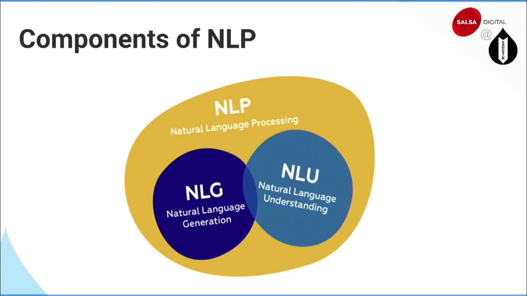NLP actually consists of two components. One is NLU, natural language understanding. The other part is natural language generation. If we are trying to interact with a computer or a person, what you need is that they can understand you and respond back to you. NLU deals with understanding a given text, interpreting it, and providing the meaning. It structures the data we are trying to give.